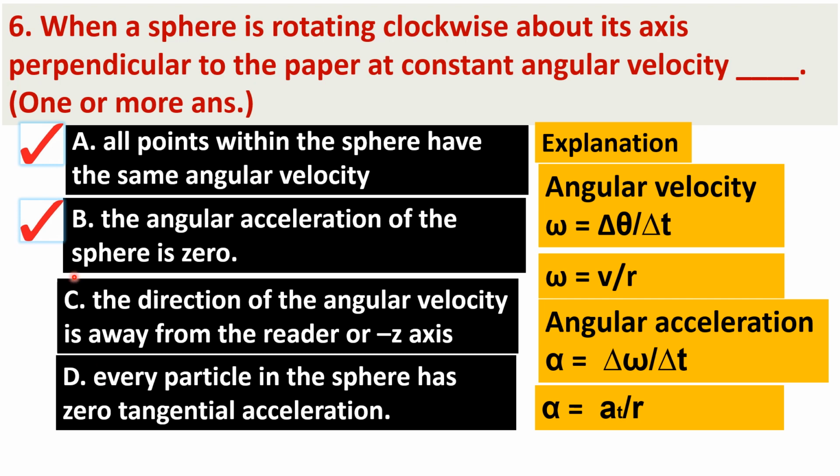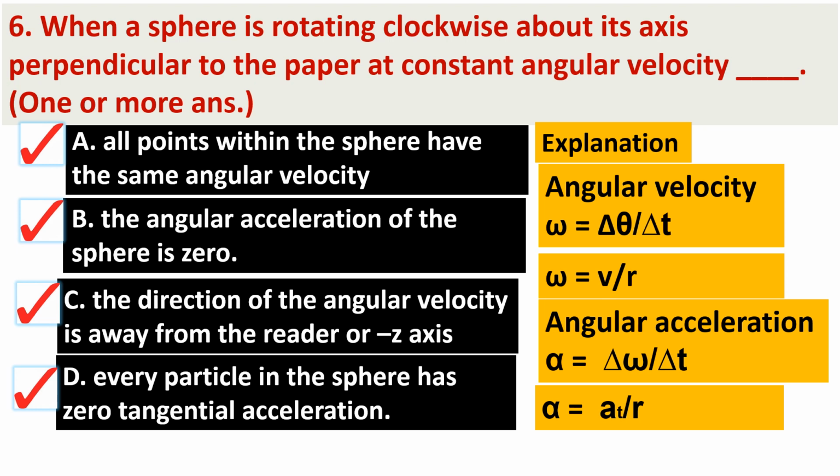But how about letter C? Is this correct? The direction of the angular velocity is away from the reader or negative z-axis. The answer is that is correct. So all of the options A, B, C, and D are correct. Let me now explain to you why letter C is correct.